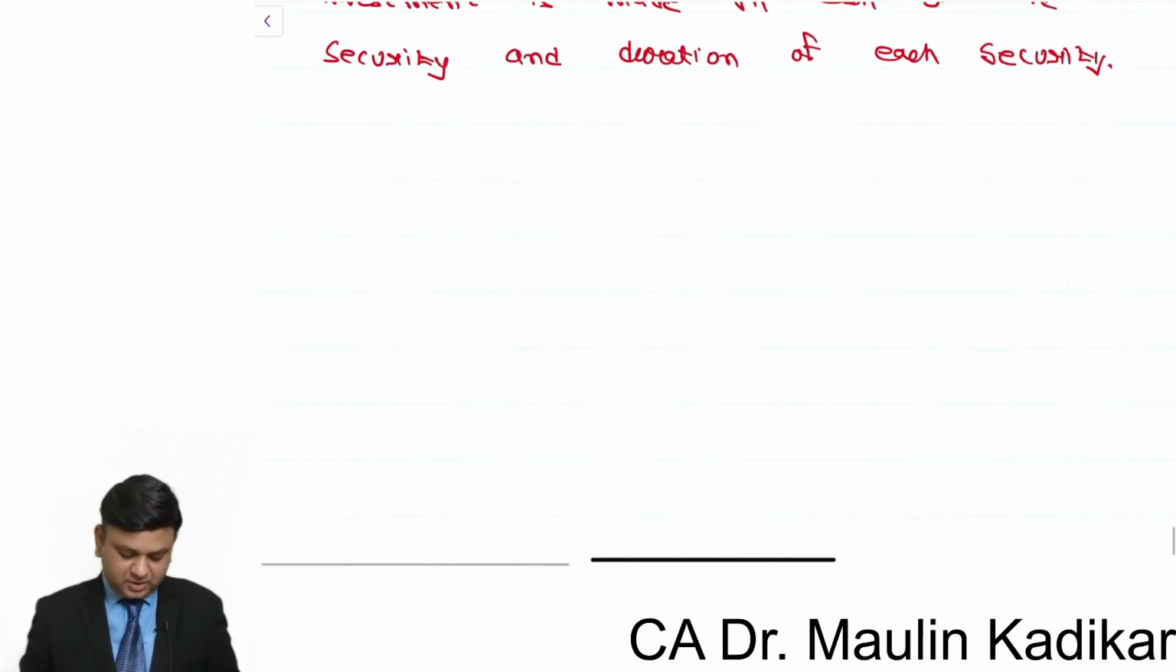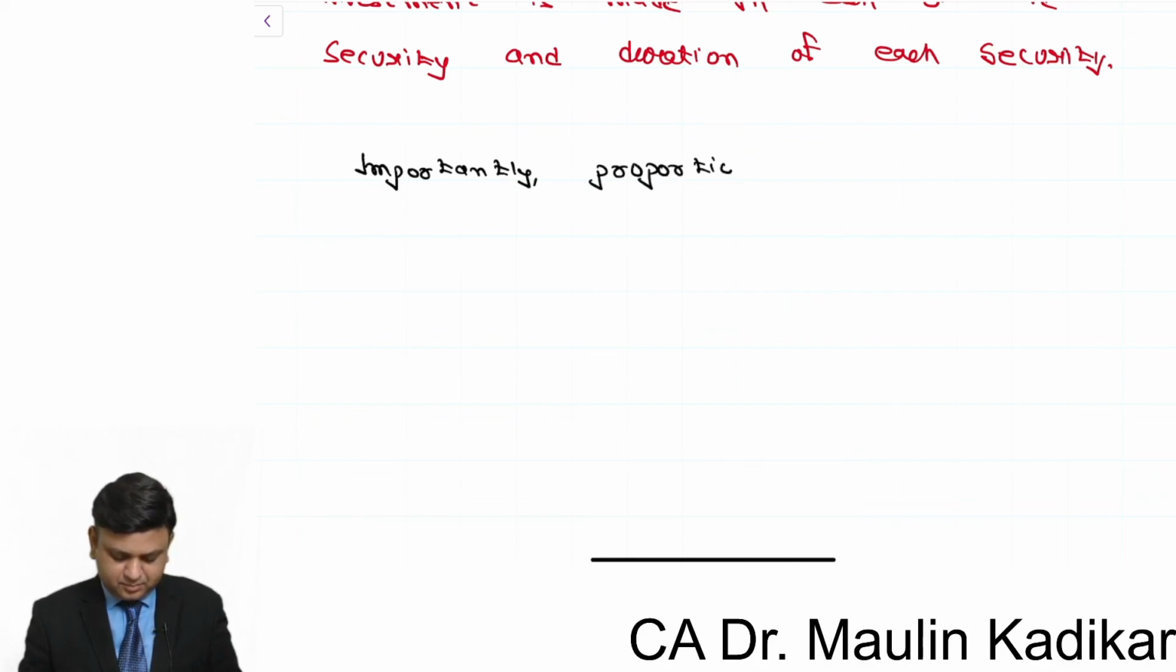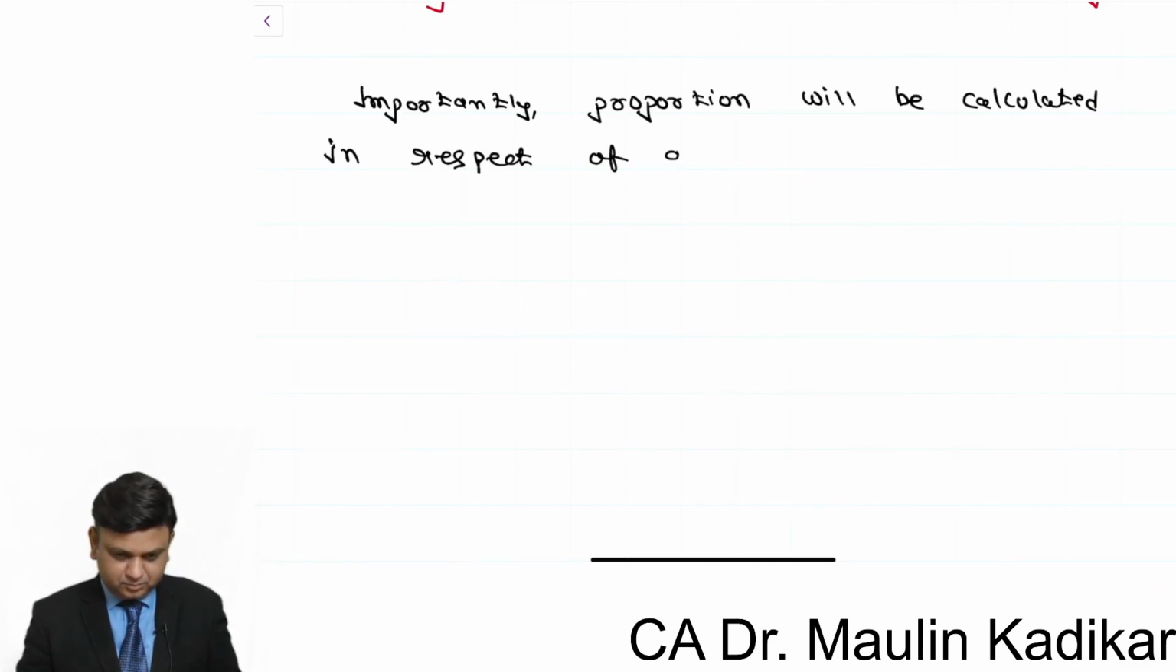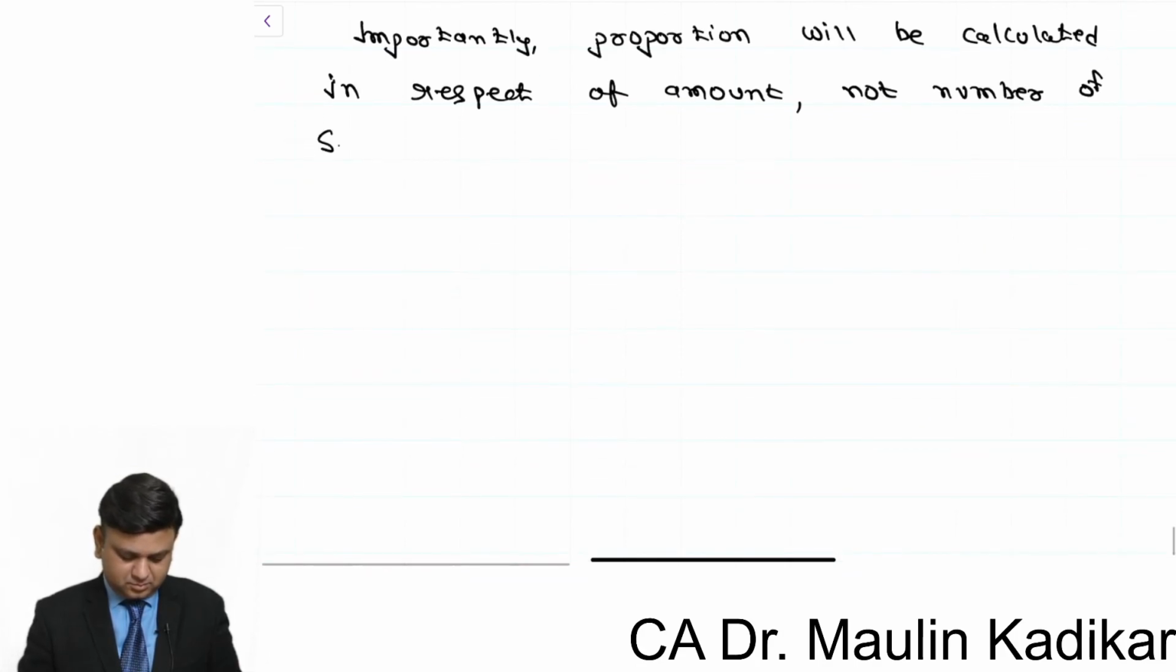With the paragraph, write down. Importantly, proportion will be calculated in respect of amount, comma, not number of securities. Full stop.